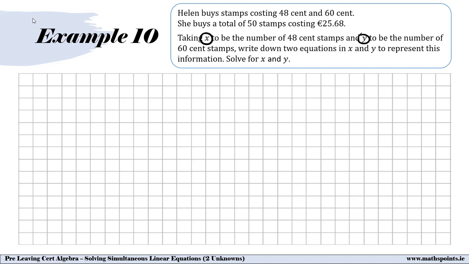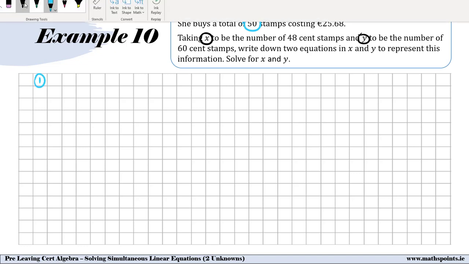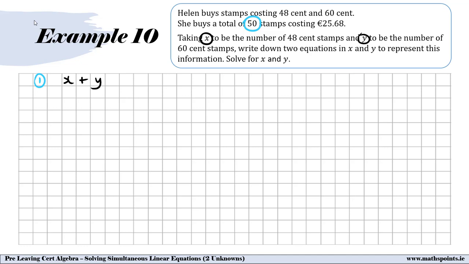She buys X 48-cent ones, and she buys Y 60-cent stamps. In reading the next line of the question, we're told that she buys a total of 50 stamps. And this is the equation that a lot of people find difficult to form. They don't realize that if you added the number of 48-cent stamps to the number of 60-cent stamps, it should add up to 50, the total amount of stamps that she bought. So a lot of people actually do struggle to spot that sentence in the question.